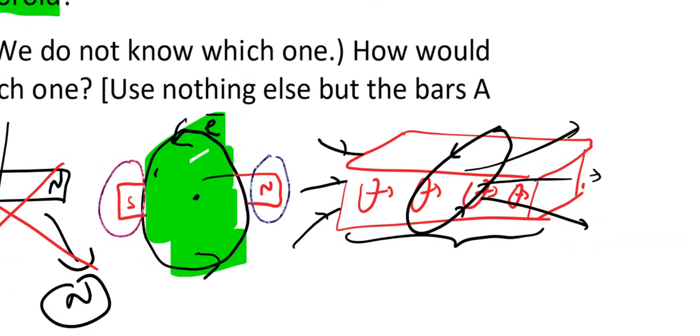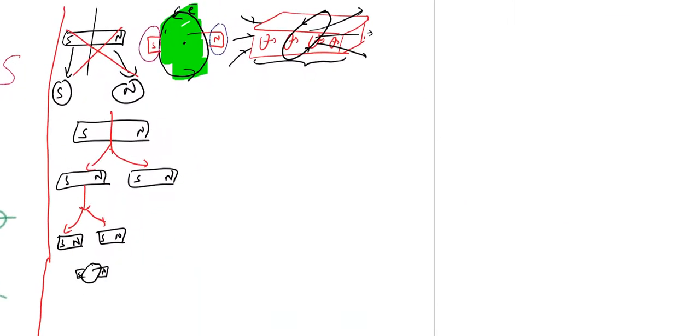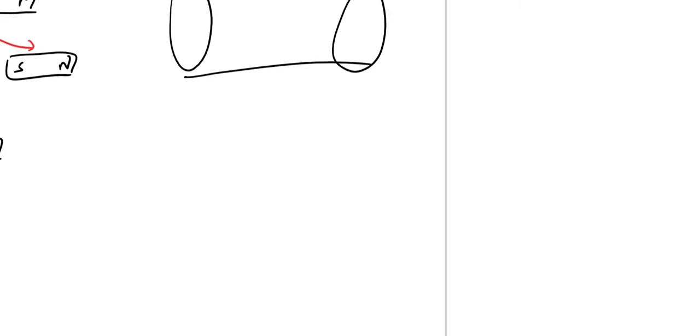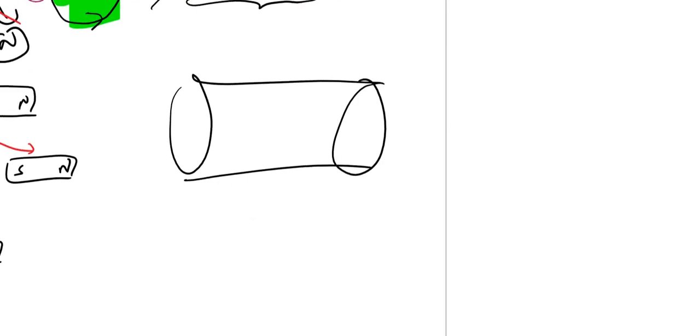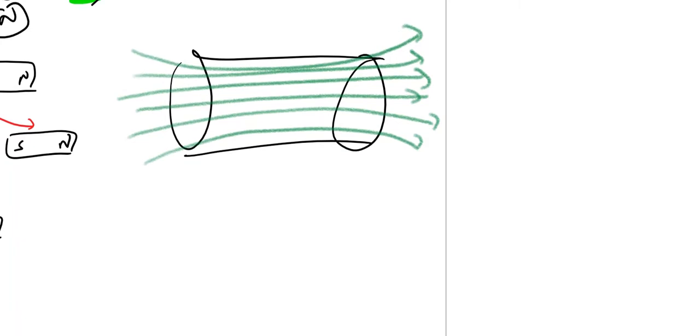You cannot separate north-south. And what about toroid? Very good question. What is toroid? Toroid is like, suppose you have a solenoid and you bend it. So what is the nature of magnetic field of solenoid? Solenoid's magnetic field is like this. One of the ends behaves like north pole, other end is south pole. So suppose this is solenoid.